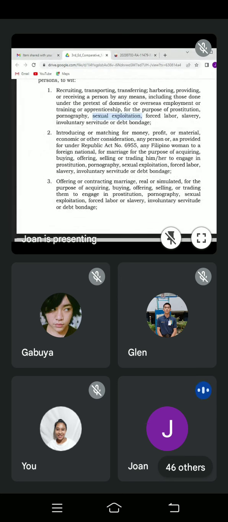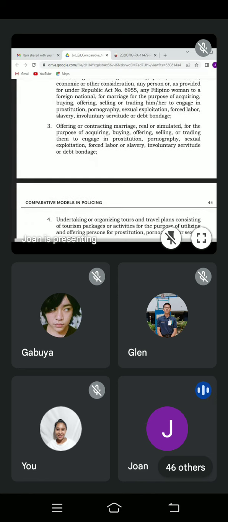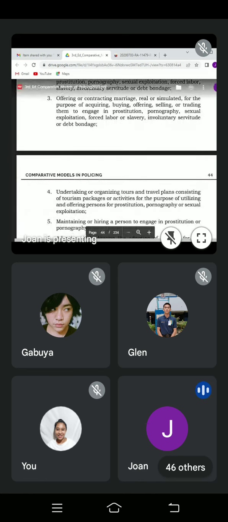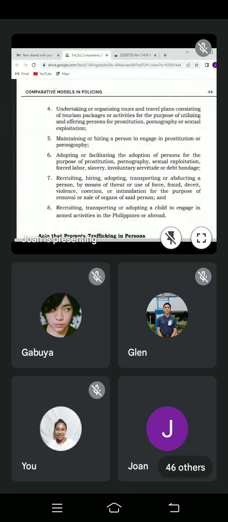Okay. Another, introducing or matching for money, profit, or material economic gain by any person to any Filipino woman to a foreign national. Okay, kanang matchmaking, ang purpose ra diay is prostitution, pornography, sexual exploitation, and so on. Offering or contracting marriage, real or simulated marriage ceremony. Again, what's the purpose? Prostitution, pornography, sexual exploitation, and the list goes on and on. Okay.